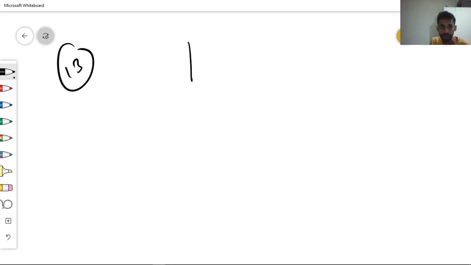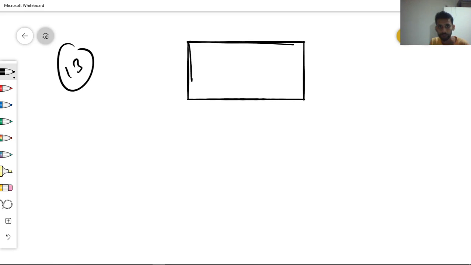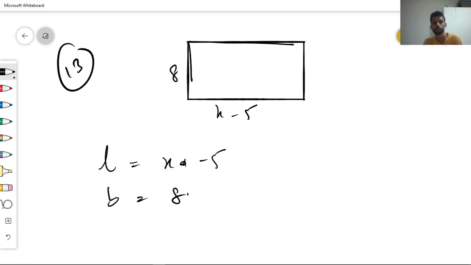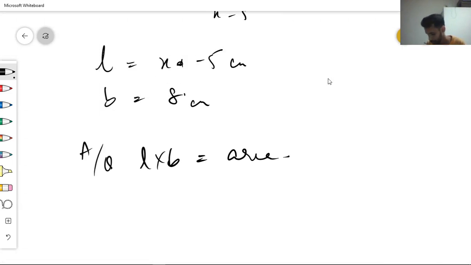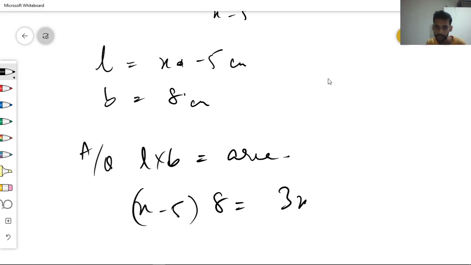So this figure is given. Here it is x minus 5, here it is 8. So length given is x minus 5 and breadth given is 8. According to the question, L into B is equal to area. So length given is x minus 5 and breadth given is 8 and the area given is 3x.